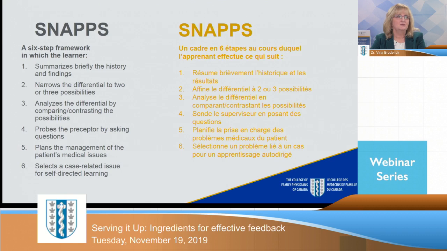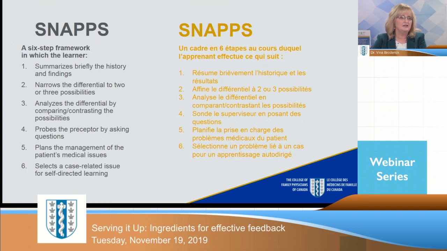So as you can see, number 1, summarizing briefly the history and findings. Number 2, narrowing the differential to 2 or 3 possibilities. 3, analyzing the differential. 4, probing the preceptor by asking questions. 5, planning the management. And 6, the 6th step, this is quite an interesting step, I think, the final step.